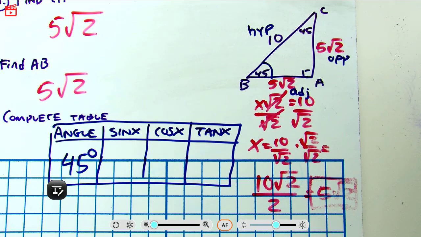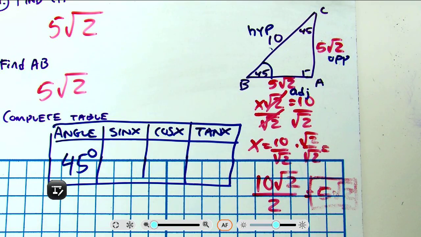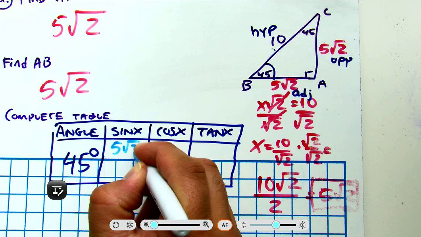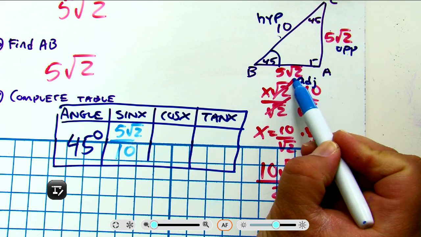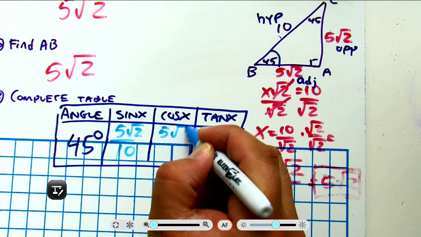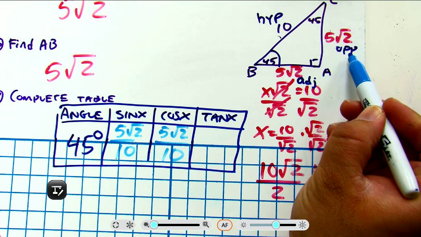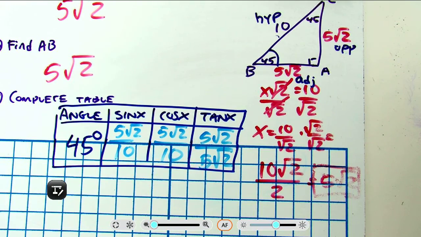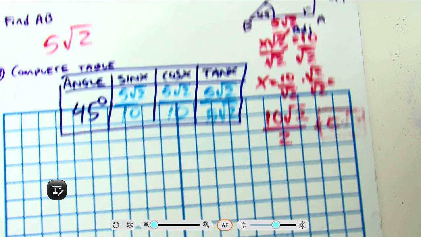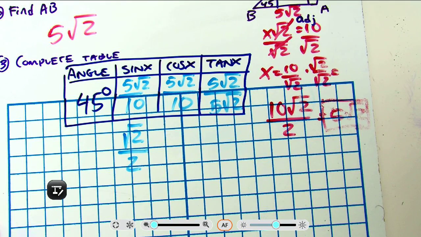So the sine would be 5 square root 2 over 10, opposite over hypotenuse. The cosine would be 5 square root 2 over 10. And the tangent would be the opposite over the adjacent. So 5 square root 2 over 5 square root 2. Now, actually, these could all reduce. 5 square root 2 over 10 reduces to square root 2 over 2. Same thing here. This becomes square root 2 over 2. And this becomes 1.